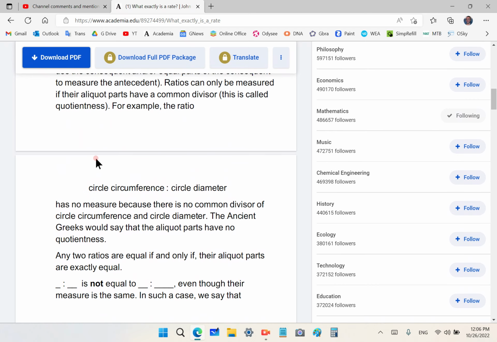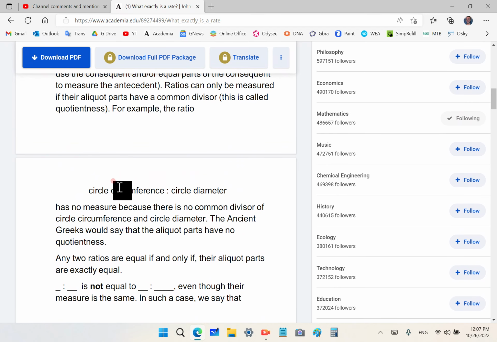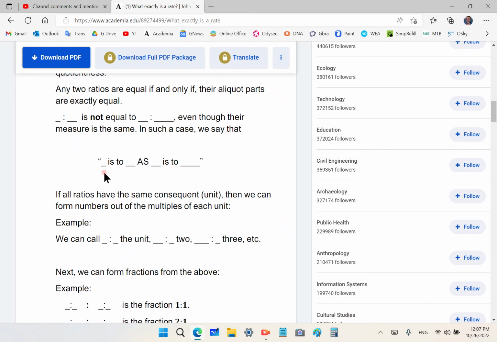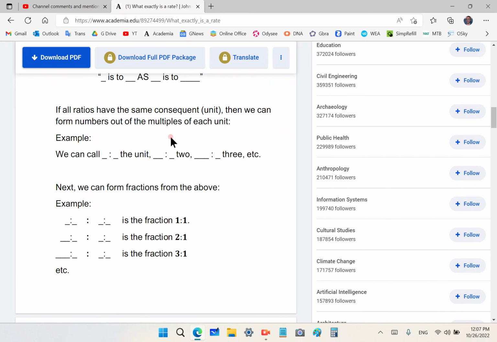So stop and pause the video and think about these things before you continue. Now, what about the ratio circle circumference to circle diameter? That has no measure because there is no common divisor, right? And so the ancient Greeks would say that the aliquot parts of this ratio have no quotientness. In other words, they have no common divisor or measure, okay? So any two ratios are equal if and only if their aliquot parts are equal. And I've just explained this part here to you. So this is to this as this is to this, okay? That means they're in proportion, but they're not equal, okay?